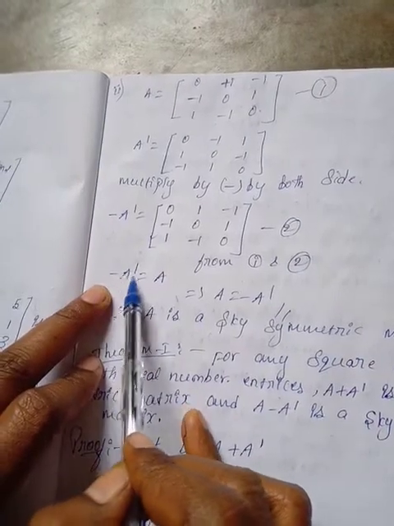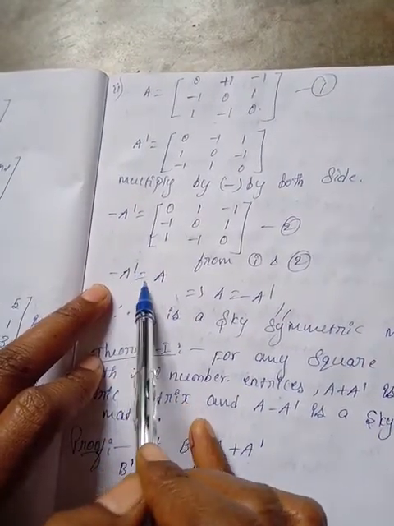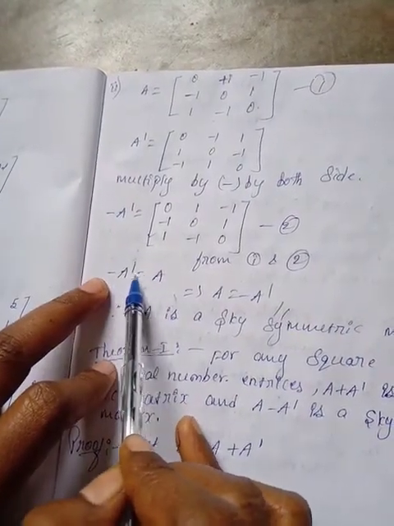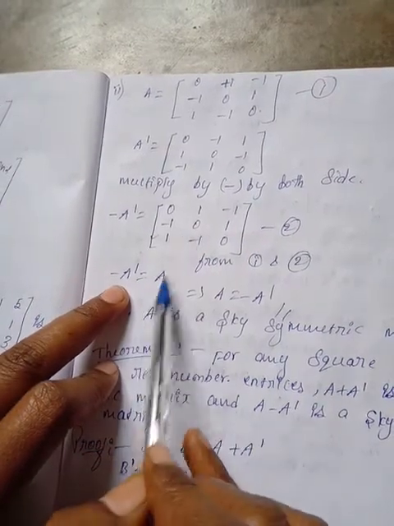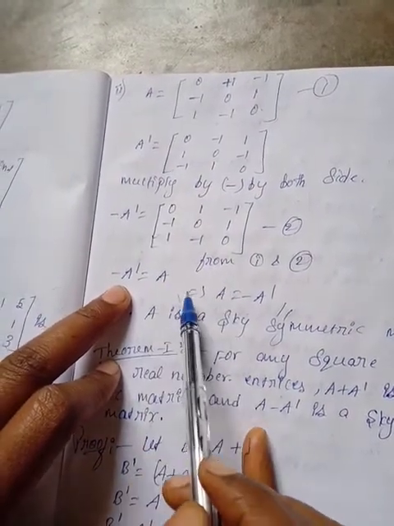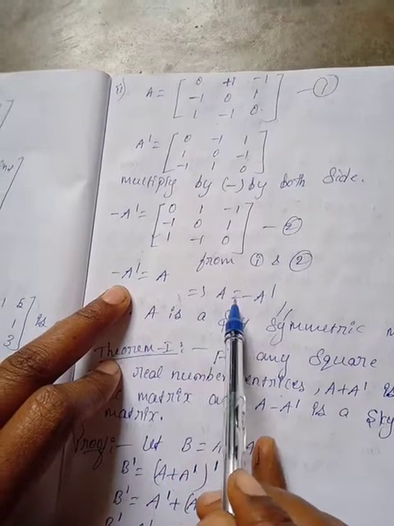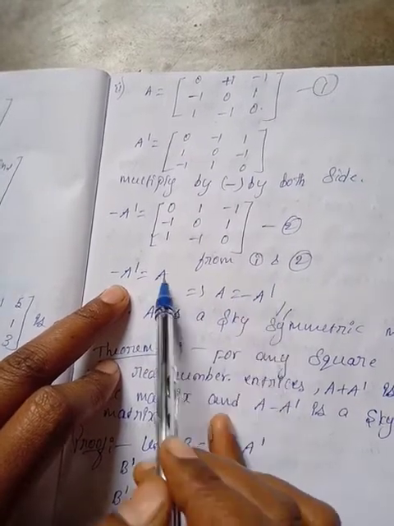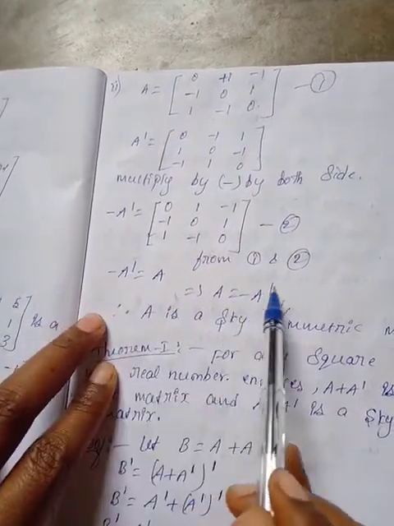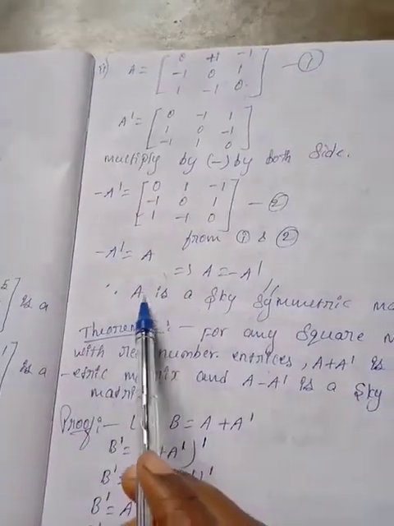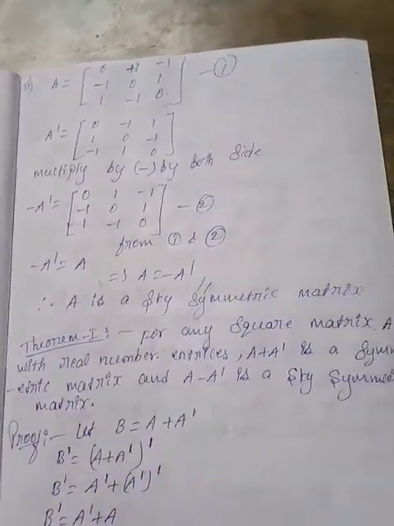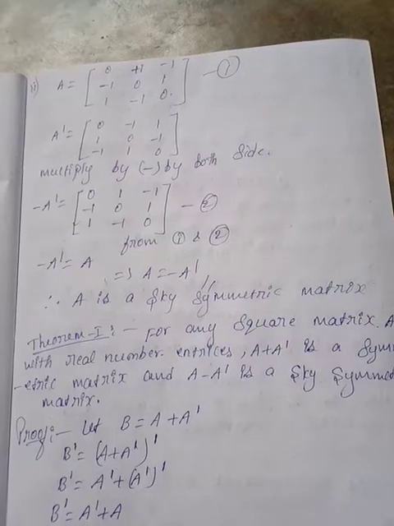That is, minus A transpose is equal to, again, this is the A matrix. That can be written as A is equal to minus A transpose. Here also, the given A matrix is a skew symmetric matrix.